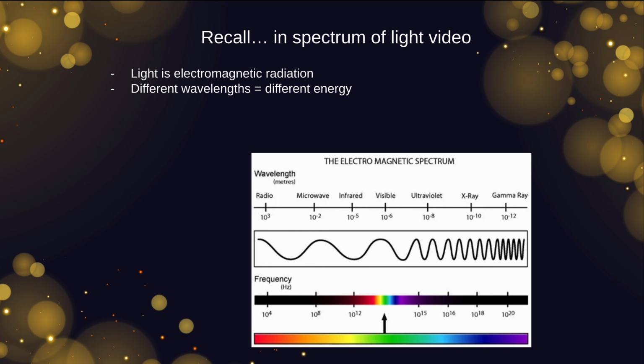Now, let's recall. In my spectrum of light video, we talked about light being electromagnetic radiation, and we just touched on it briefly and said that different wavelengths equal different amounts of energy. But what does this actually mean? I mean, in the photo, we see it looks like a wave. Does that mean it is a wave?